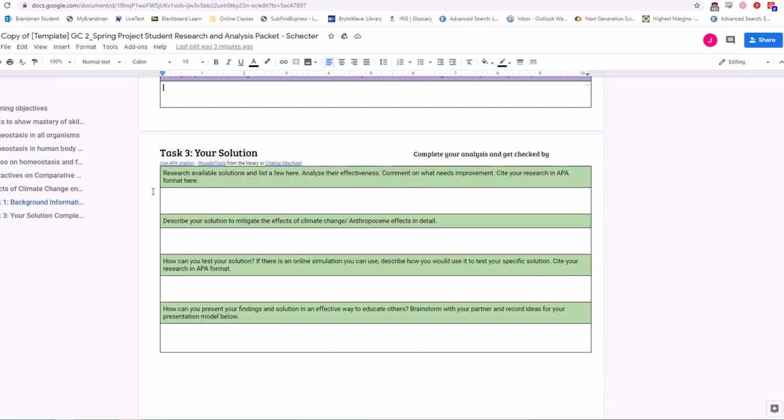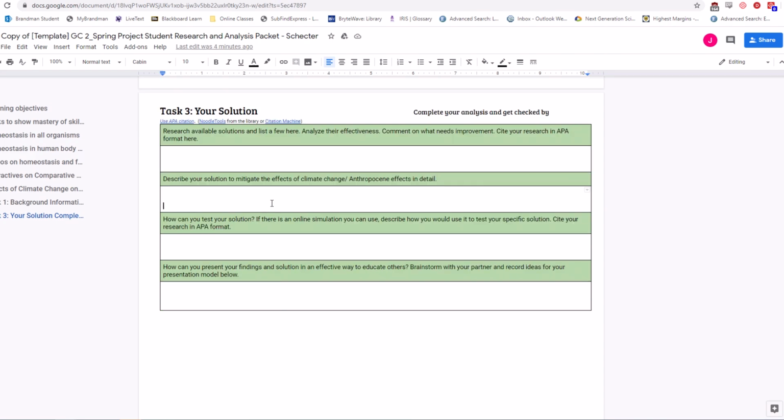Finally, task 3, your solution. So first things first, research available solutions right now. Go out there, no need to reinvent the wheel, find out how other people are doing things, give me a big list, see what you can do, and also see if there can be an improvement, see if something was done that was kind of so-so, and you can improve it.